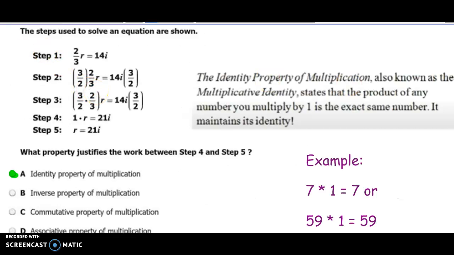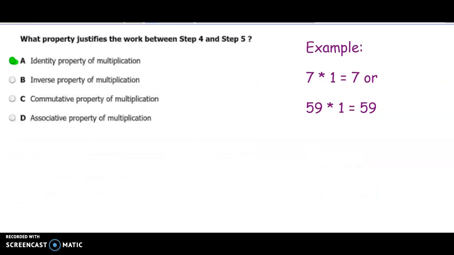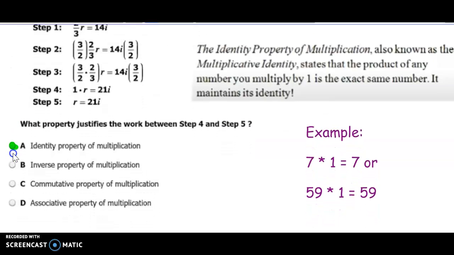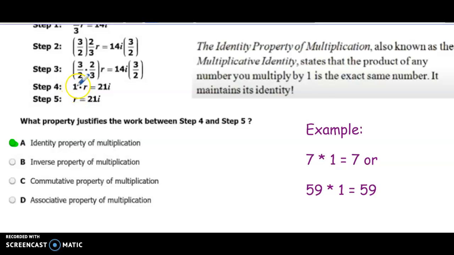For this next problem, problem number 3, they give you some steps written out, and they want to know what property would work to justify the steps between step 4 and step 5. Well, you're multiplying times 1 in step 4, and the 1 just goes away.